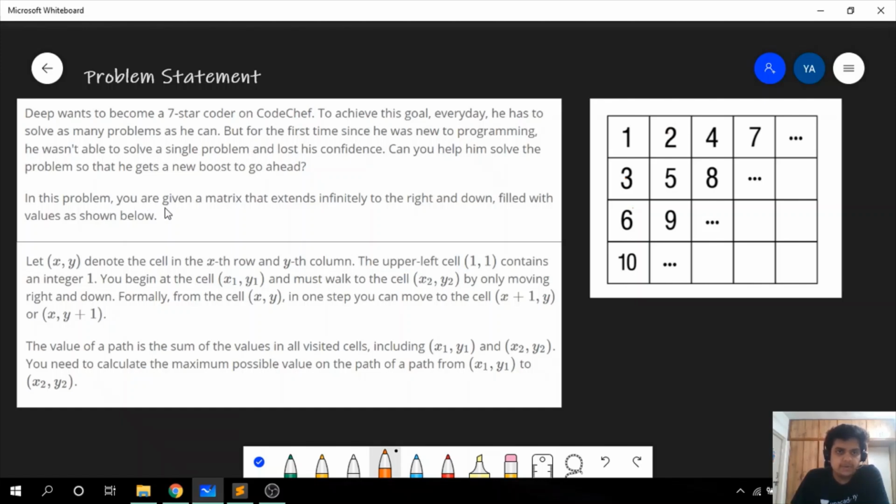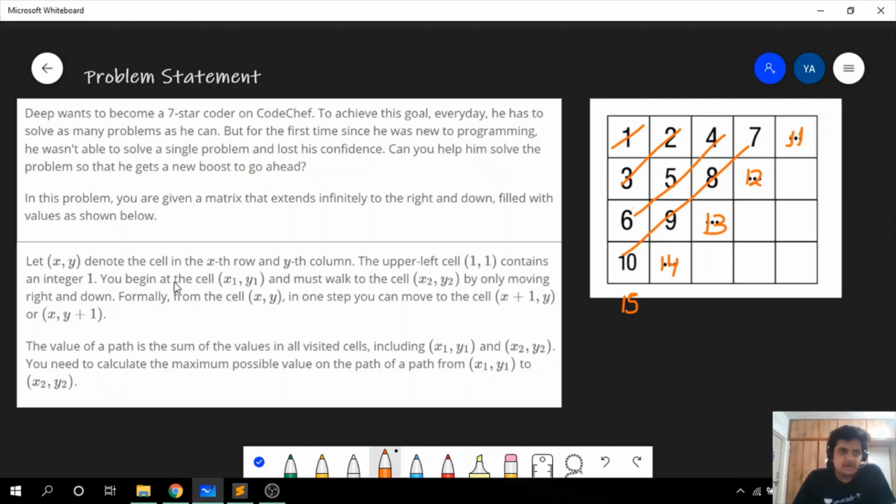In this problem, you are given a matrix that extends infinitely to the right and down, filled with values as shown below. So this is the matrix. We have 1, then 2, 3, 4, 5, 6, 7, 8, 9, 10. You do see a pattern over here, right? It is a stair-like matrix. Not exactly a stair, this kind of matrix. The next numbers over here will be 7, 8, 9, 10, and here it will be 11, 12, 13, 14 and 15. So this is the idea of the matrix.